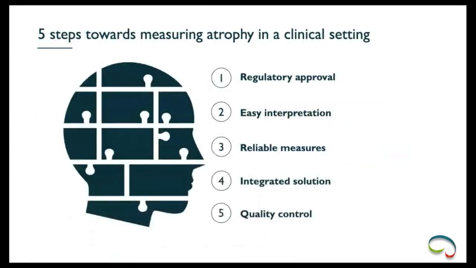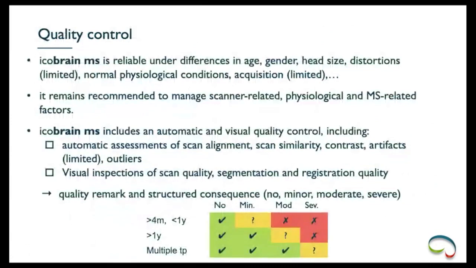And then finally, we include a very important step, which is the quality control step. Because we have been able to show that icobrain Amass is reliable under differences in age, gender, head size, distortions, and normal physiological conditions, and even some limited acquisition differences, it's still recommended to manage scanner-related, severe physiological and Amass-related factors, as was also outlined by the presentations of both Professor Sastre-Garriga and Professor Rovira.